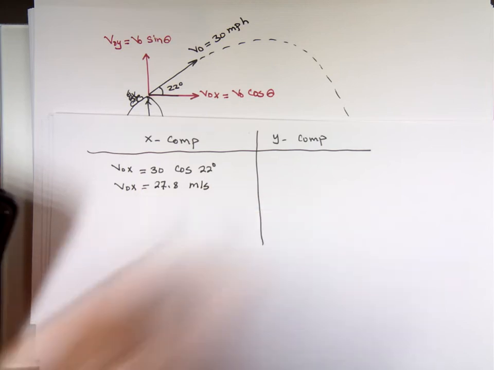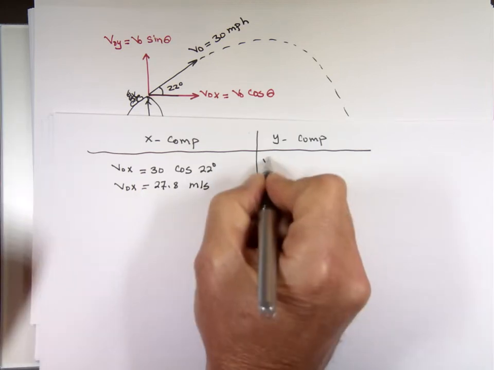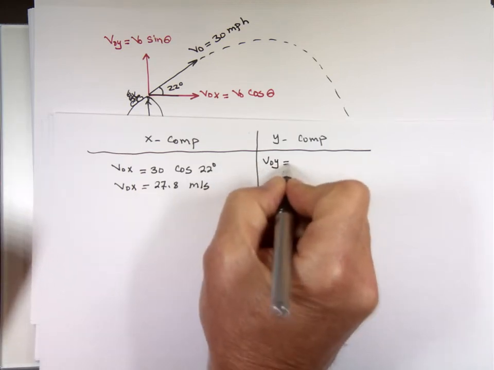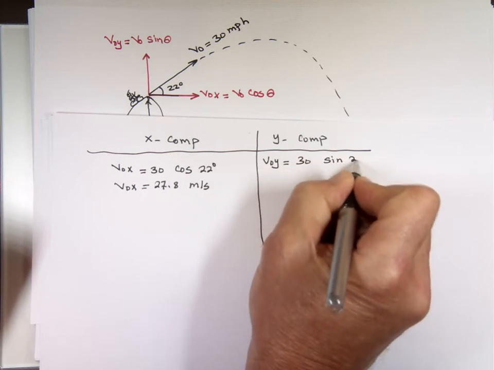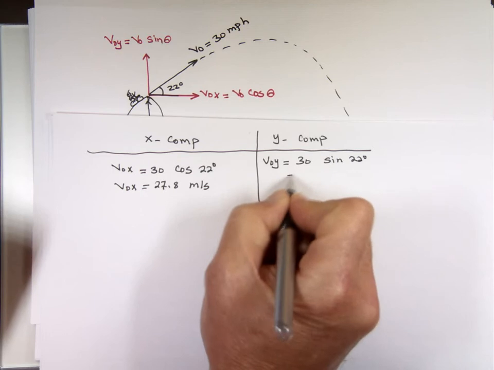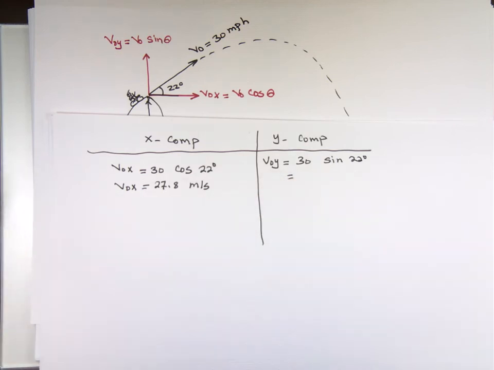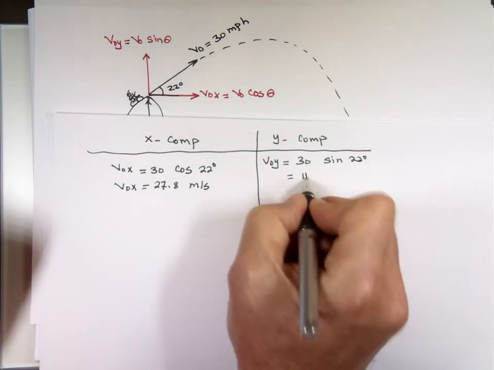The initial velocity in the y direction, 30 sine of 22. 30 sine 22, what did you get? 11.2 meters per second.